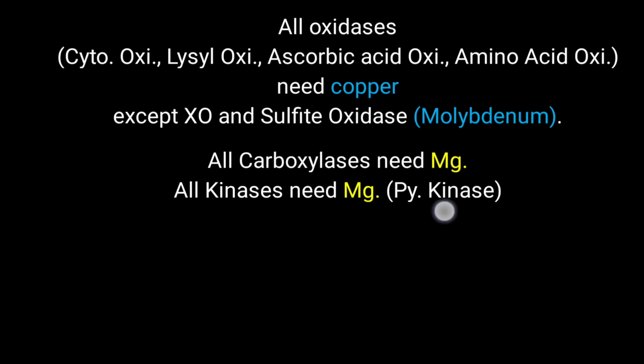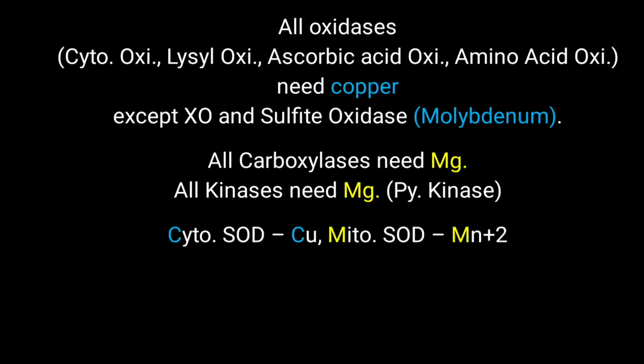Further, you have to remember only one exception among all kinases. Pyruvate kinase prefers potassium rather than magnesium. If potassium is given as an option for pyruvate kinase, you have to select potassium, otherwise you can jump to magnesium. So all carboxylases and kinases need magnesium.